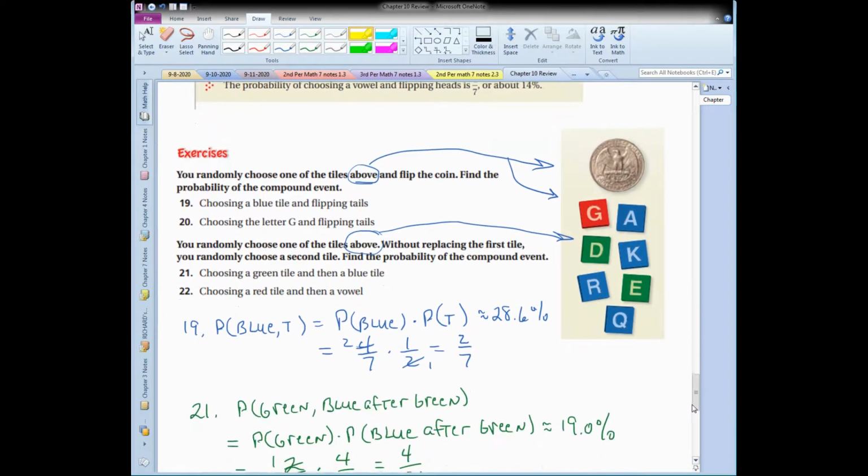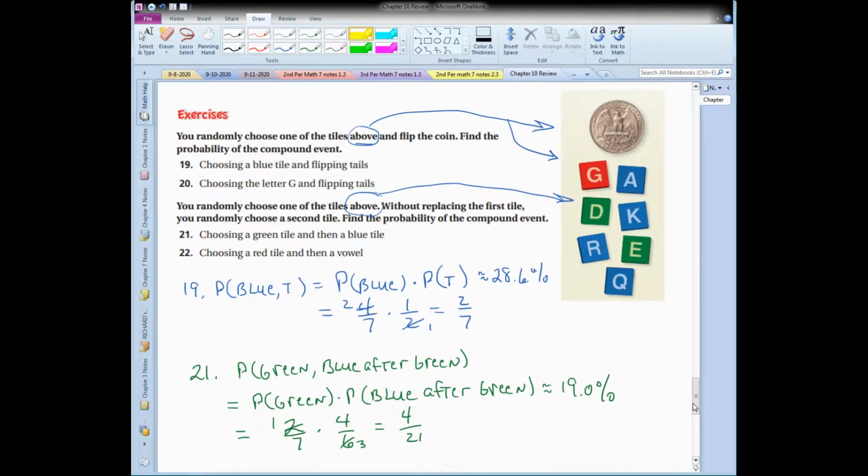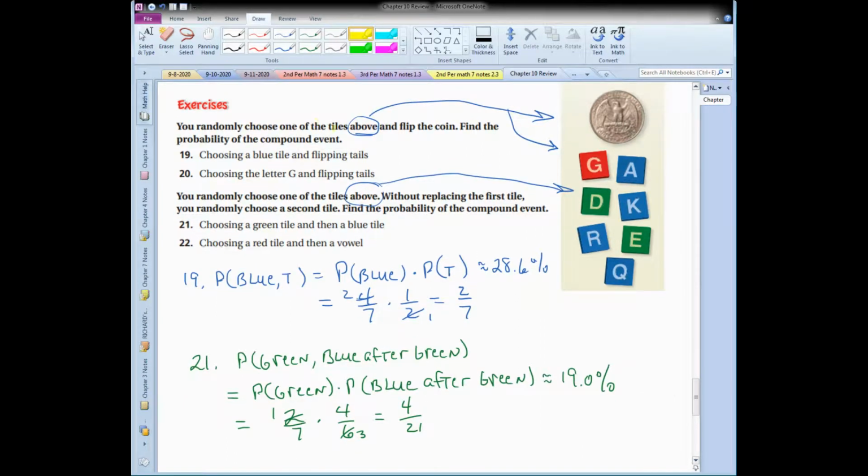And here's the exercises, and I looked at a couple of these for you. The first one, you randomly choose one of the tiles and flip the coin. So remember, these are independent events. So you want to find the probability of choosing a blue tile and flipping tails. You see the work I did down here. I find those probabilities separate from each other. So the probability of choosing a blue, well, there's 4 blue and 7 possible outcomes. So that's 4/7. And then tails, it's 1/2. And I get my answer, 2/7.